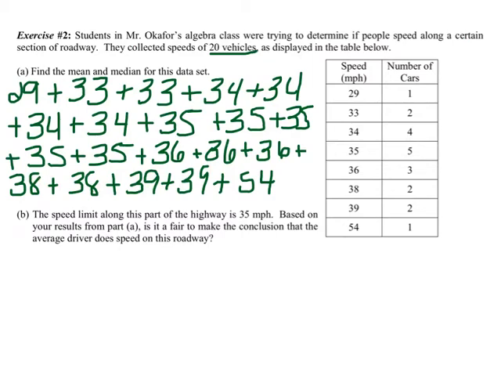Now go ahead and hit enter. And then hit divide by 20. And you're going to go ahead and get your answer for your mean. Your mean should have been 36.1.